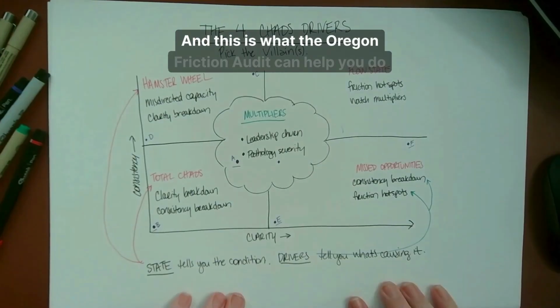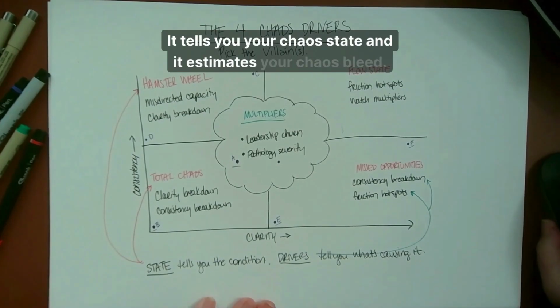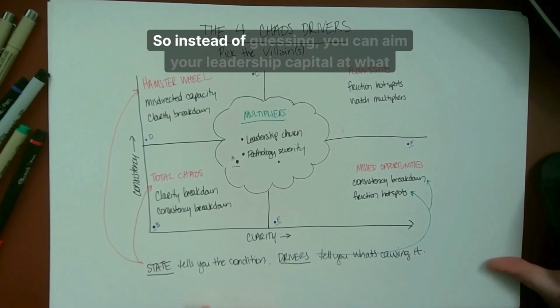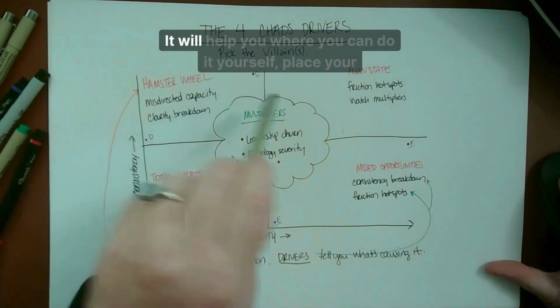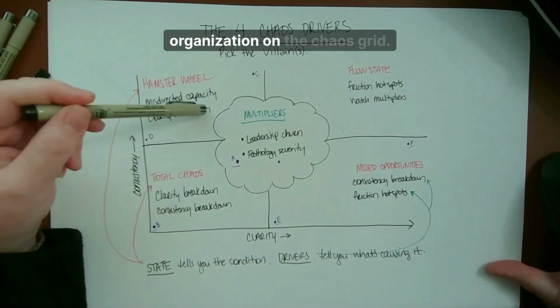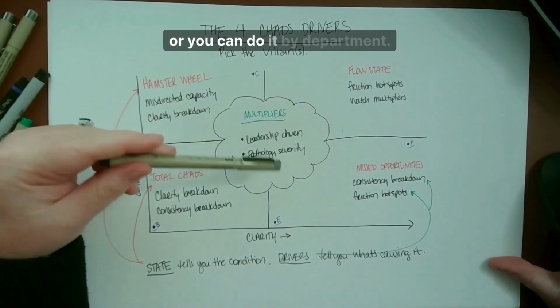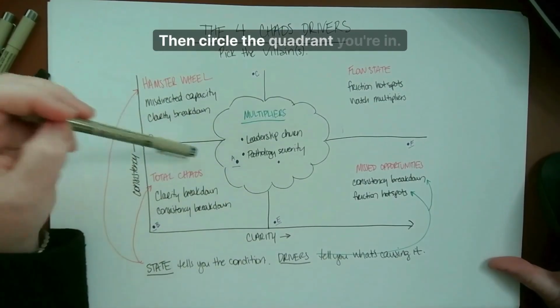And this is what the Org Friction Audit can help you do quickly. It tells you your chaos state and it estimates your chaos bleed. So instead of guessing, you can aim your leadership capital at what actually matters. It will help you, or you can do it yourself, place your organization on the chaos grid. You can do it as a whole, or you can do it by department. Then circle the quadrant you're in.